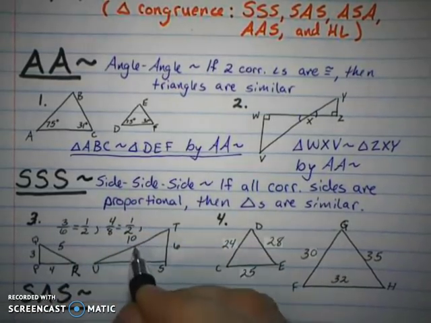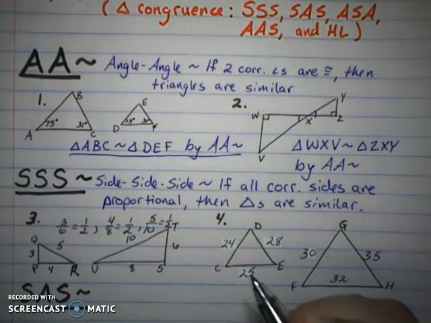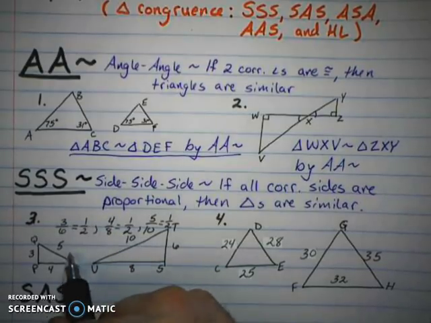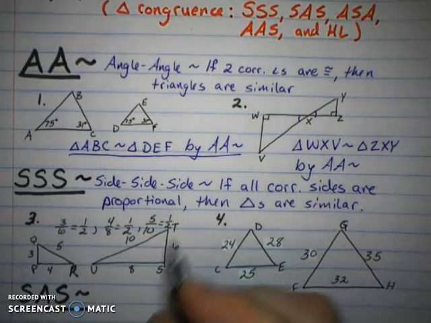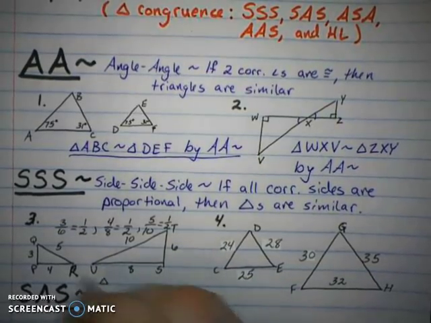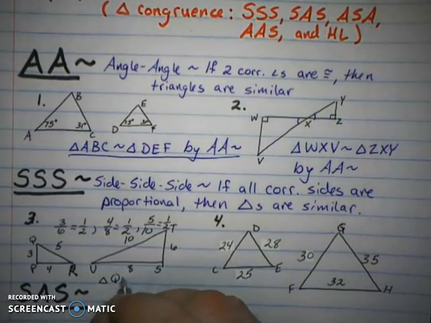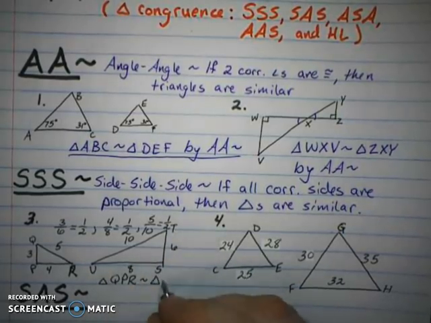And side 5 to its corresponding side 10, which is also 1 over 2. Since these all work out in a 1-to-2 ratio, that means all these ratios are equal, which makes this proportional. Okay, so triangle QPR is similar to triangle TSU by side similarity.